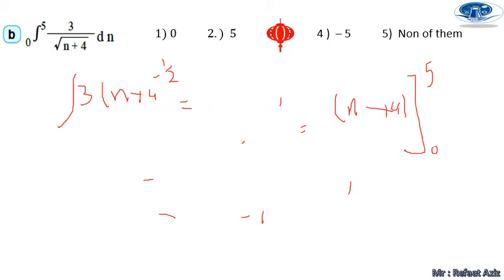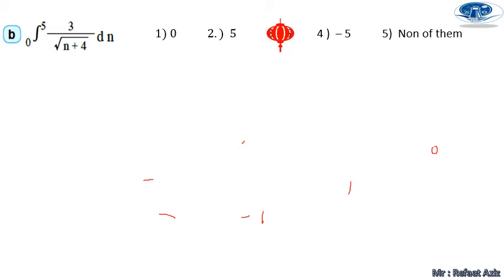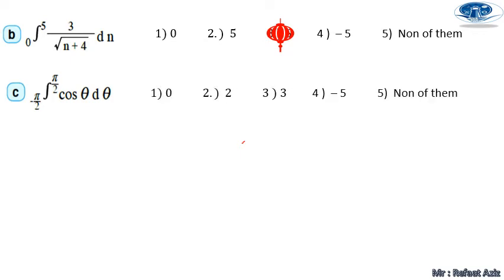Okay, another one. Here is the integral from negative pi over 2 to pi over 2 of cosine theta d theta. 0, or 2, or 3, or negative 5, or none of them. What do you think?